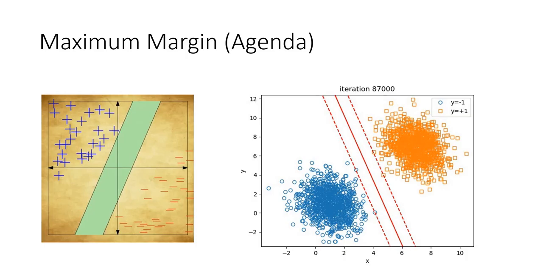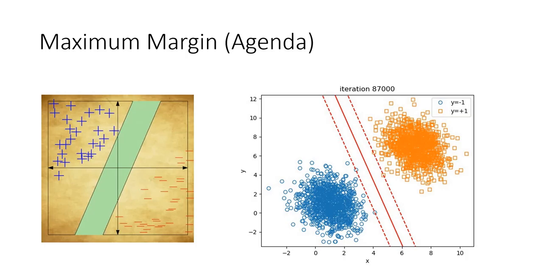Some lines may separate the classes correctly, but they may pass very close to some data points. So SVM says, do not just find any separating line. Find the line that keeps the largest possible distance from the closest data points of both classes. This distance is called the margin, and the objective of SVM is to maximize the margin.